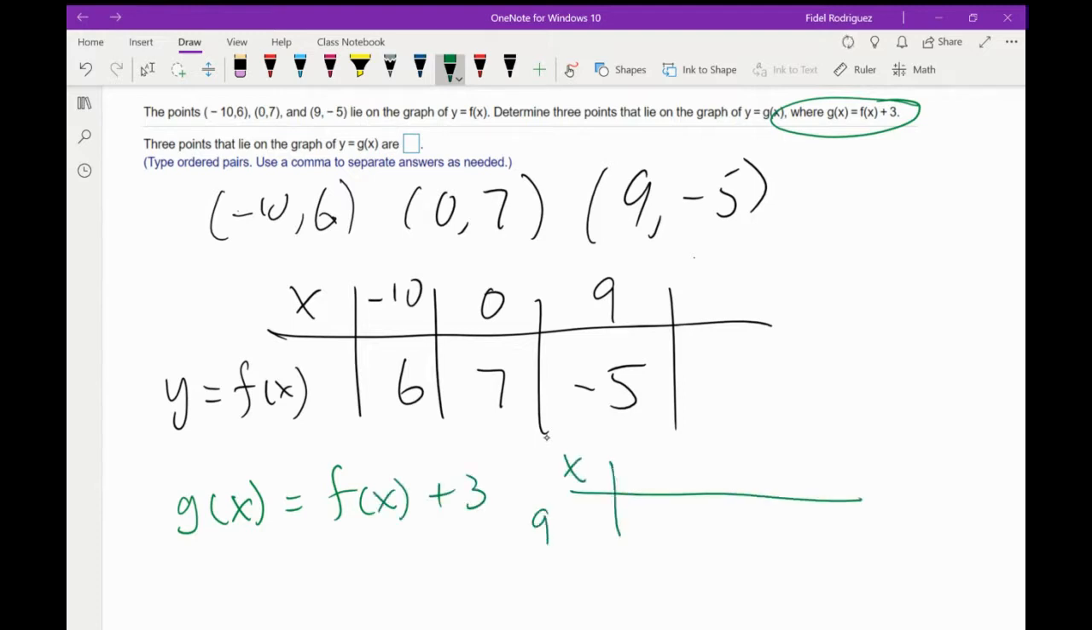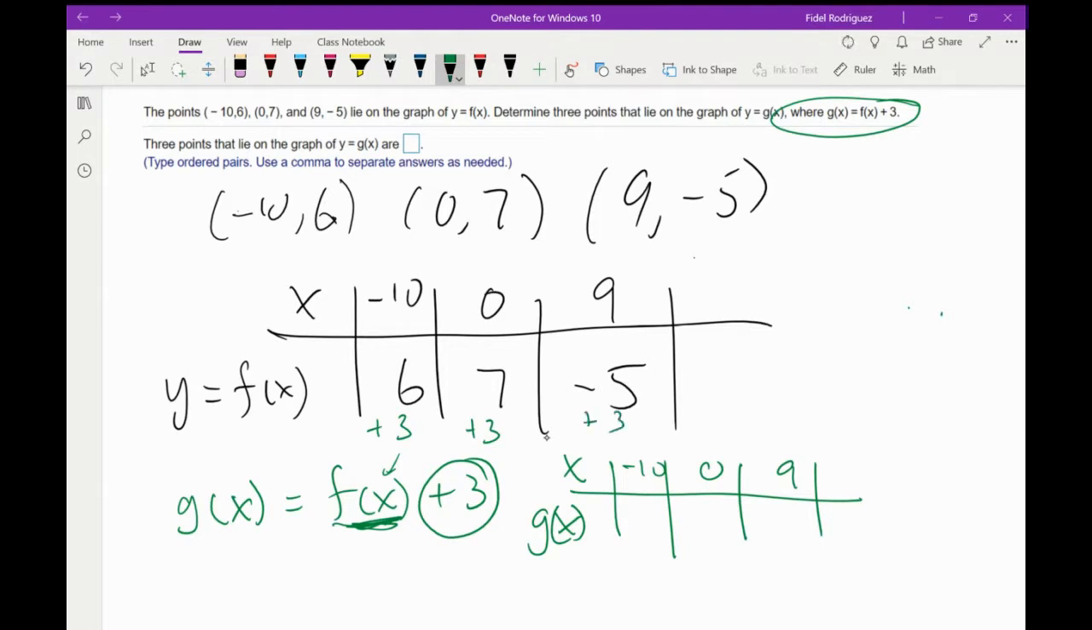So when I make my table for g of x, notice I'm not changing the x values, because nothing is on the inside where that f of x is. Nothing here has been changed, so those x values will stay the same. What's going to happen to my y values? Those are going to change. We're going to add 3 to each of these. Plus 3, plus 3, plus 3. So this will be 9, this will be 10, and wouldn't that one there be negative 2?